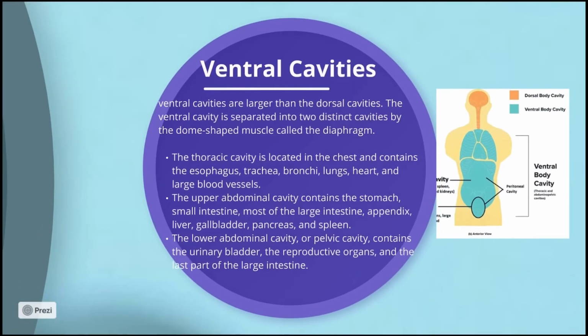Next, we have the ventral cavities. Ventral cavities are larger than the dorsal cavities. The ventral cavity is separated into two distinct cavities by the dome-shaped muscle called the diaphragm, which is in the respiratory system. The thoracic cavity is located in the chest and contains the esophagus, trachea, bronchi, lungs, heart, and some large blood vessels. The upper abdominal cavity contains the stomach, liver, gallbladder, pancreas, and spleen. And the lower abdominal cavity, or pelvic cavity, contains the urinary bladder, the reproductive organs, and the last part of the large intestines.